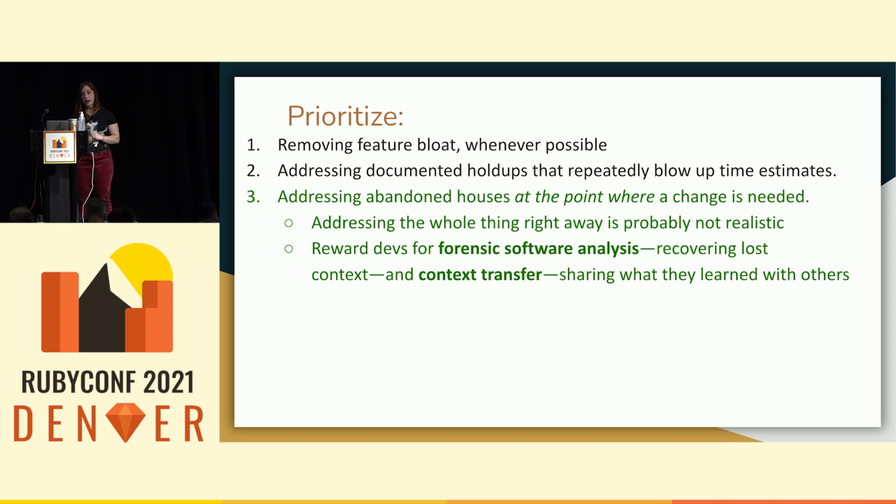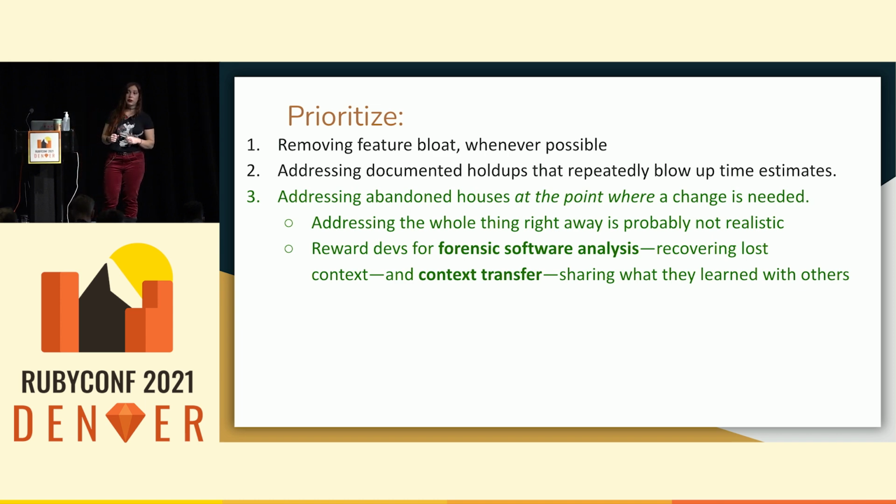We can address abandoned houses at the point where a change is needed. So we talked about abandoned houses earlier: repos people don't want to touch, features that nobody's sure how they work, legacy stuff that nobody really knows intimately on the team anymore. The thing about these pieces of the code base is that they're often big enough that addressing the whole thing right away is probably not realistic. So instead, we address them at the point where a change is needed. We acknowledge that what developers are going to have to do in order to make this change is effectively rebuild context that has been lost.